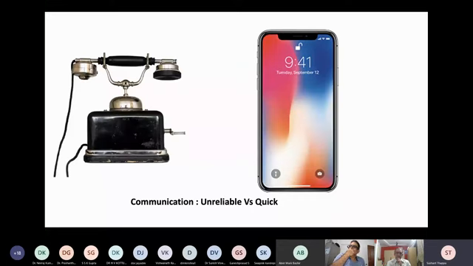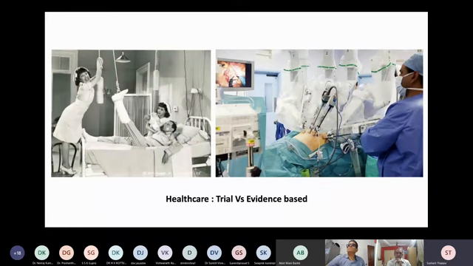What is happening in healthcare? Let's look at healthcare. It's a very important thing. We started with a lot of trial-based medicine even about 30 years ago. Anesthesia was still growing up, and we didn't have a lot of parameters. Now we have robotic surgeries, tele-ICUs and all of that, right? So we've moved from just trial and error to a lot of evidence-based medication.